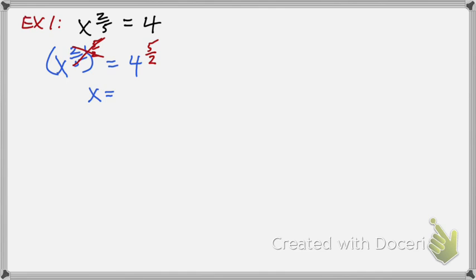Now, here's the thing on the right-hand side. It's usually easier to do the bottom number first, in this case, that 2 right there. So this says take the square root of 4 and then raise that to the 5th power. Well, what's the square root of 4? 2. And so that's saying, basically, 2 to the 5th. What's 2 to the 5th? 2 times 2 times 2 times 2 times 2.